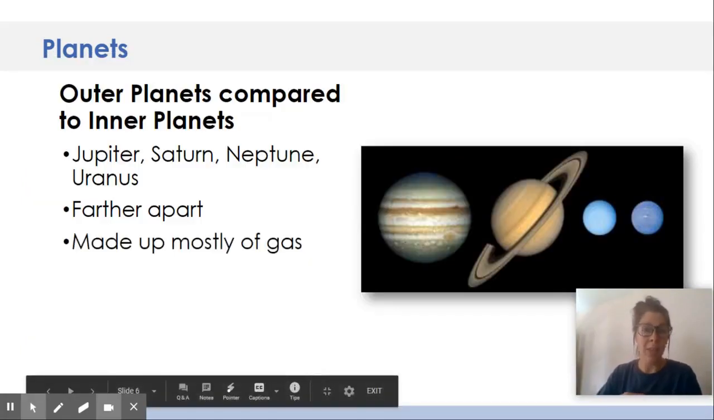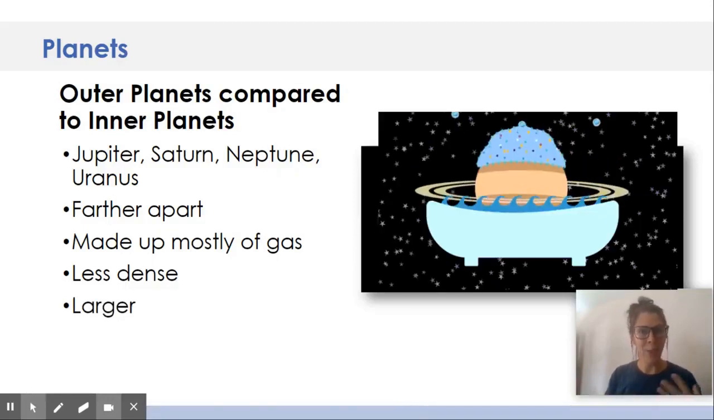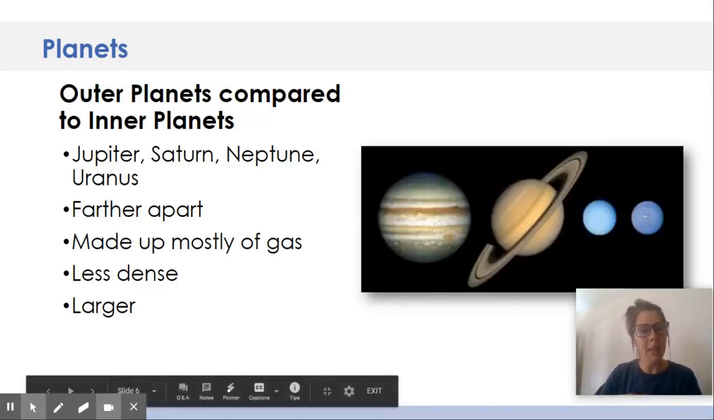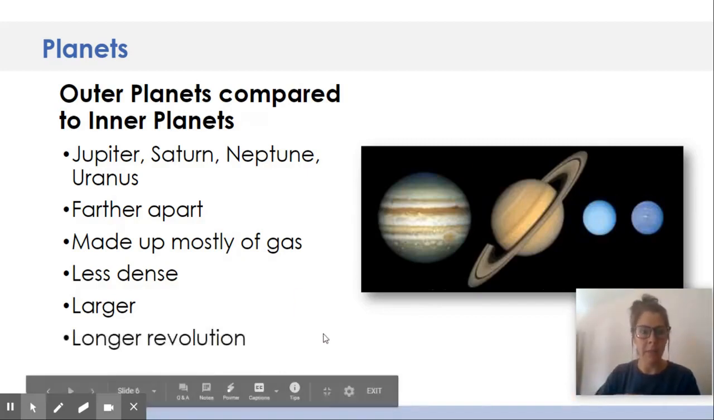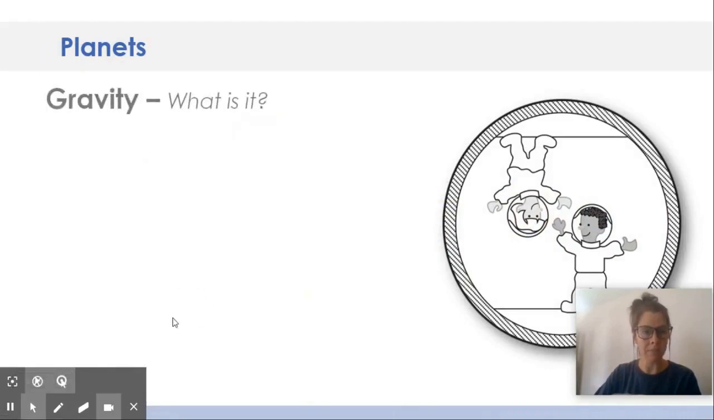And they're mostly made of gas. You really can't walk on a gas giant because it's made of gas. And that means they're less dense. In fact, Saturn is less dense than water. So if you could find a bathtub big enough, you could put Saturn in it and it would float because it's less dense than water. But again, they're huge. Their volume, the space that they take up, is really big. And they're further from the sun, so it takes them a longer time to orbit around the sun. We also don't know much about the gas giants.